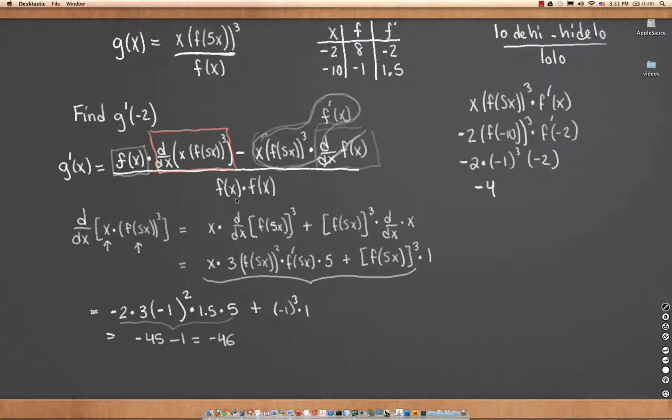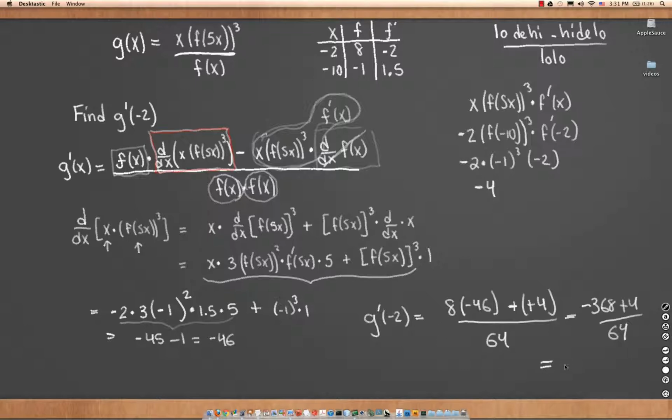Down here, this becomes 8 times 8, because f of negative 2 is 8. So now, g prime of negative 2 equals 8 times negative 46 minus negative 4, all over 64. There's a double negative, so we get a positive. This is negative 320 plus 48, so negative 368. So negative 368 plus 4 all over 64, and so we get negative 362 over 64.